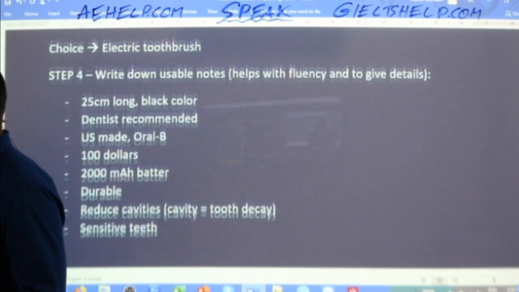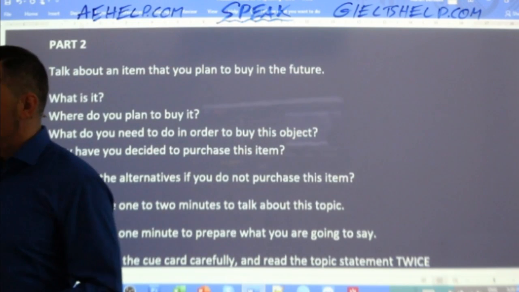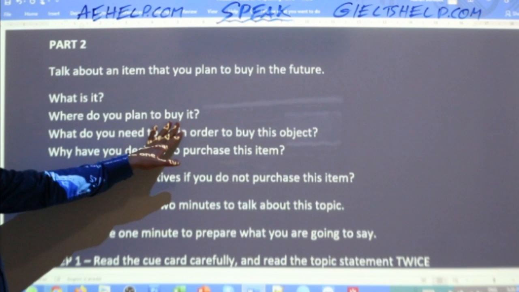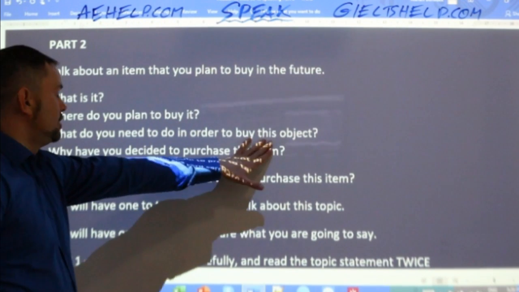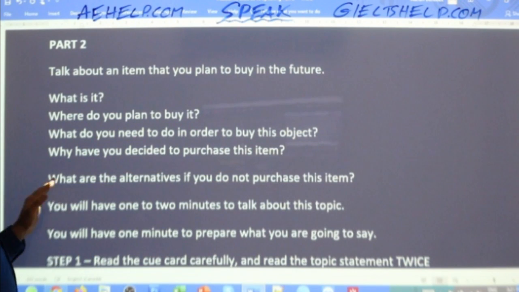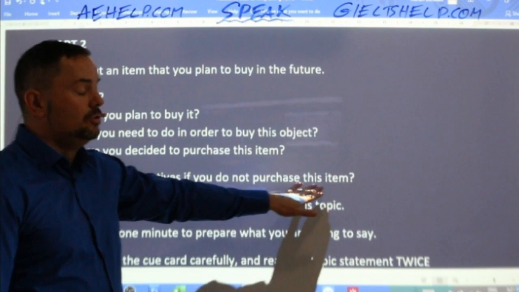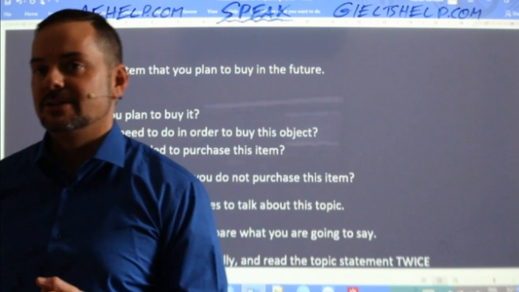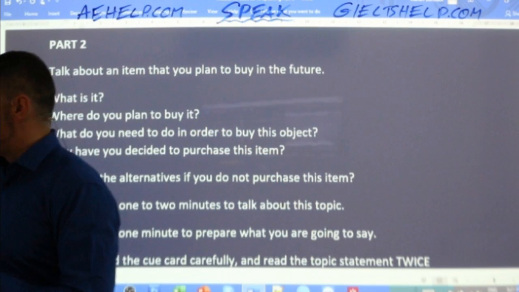Okay, and when you're writing your notes, students, don't forget about the questions, right? What is it? Where do you plan to buy it? What do you need to do in order to buy this object? Why have you decided to purchase this item? What are the alternatives if you do not purchase this item? So keep those thoughts in mind when you're writing down your notes.